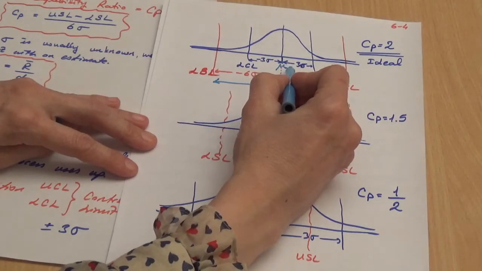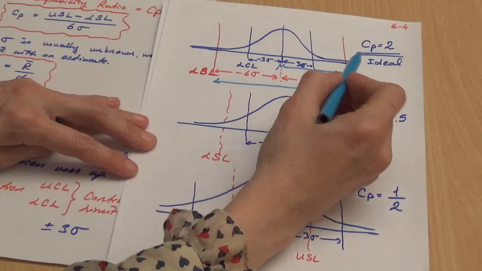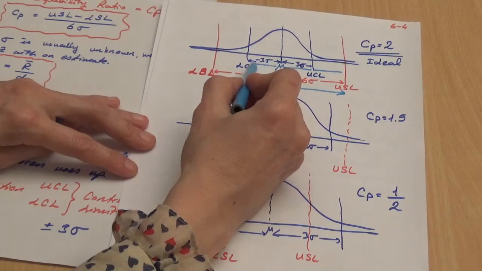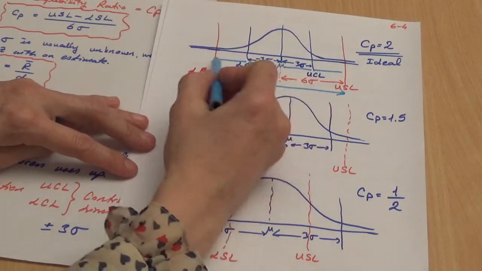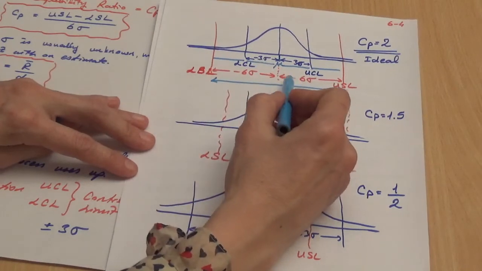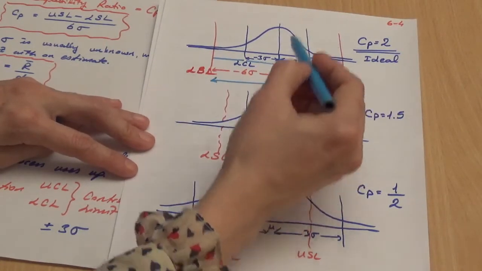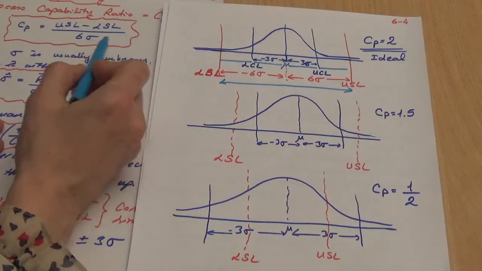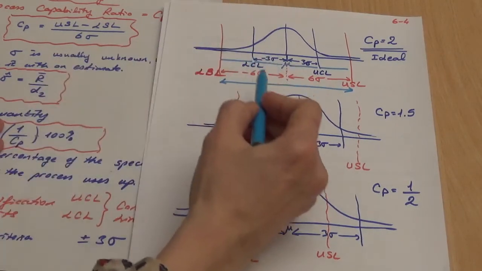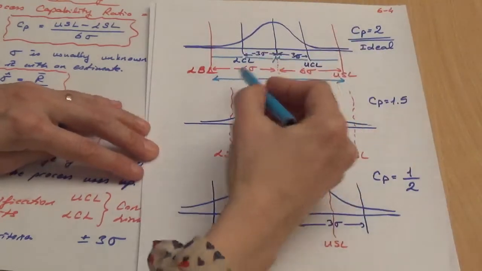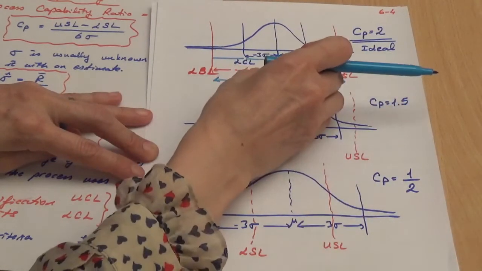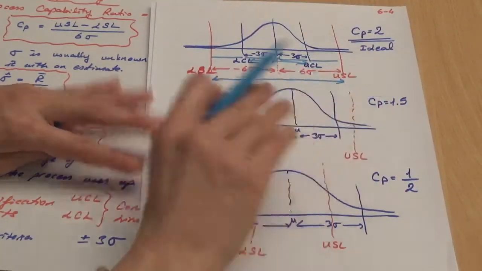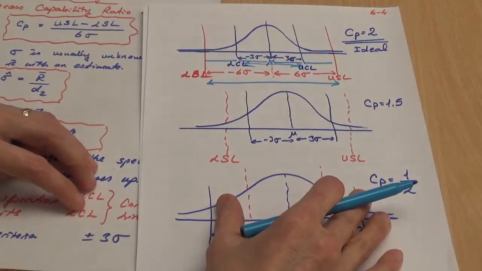We go 3 standard deviations here and 3 standard deviations here, which will end up with 6 standard deviations. Again 3 standard deviations lower, 3 standard deviations lower. This places 6 standard deviations. So when we divide the upper specification limit difference by 6 sigma, it would be equal to 2. So this distance is 2 times more than this distance. So that's a really ideal and perfect production.